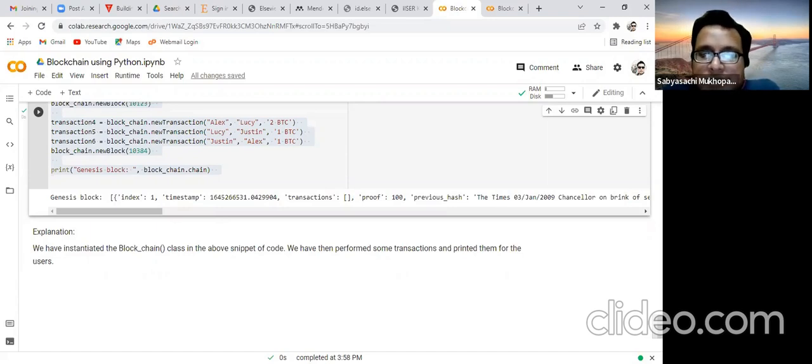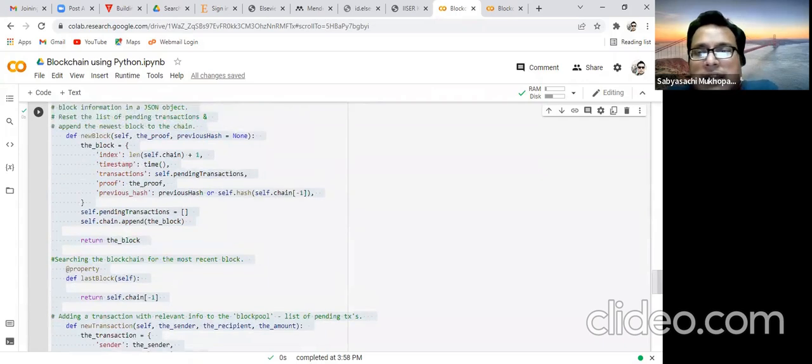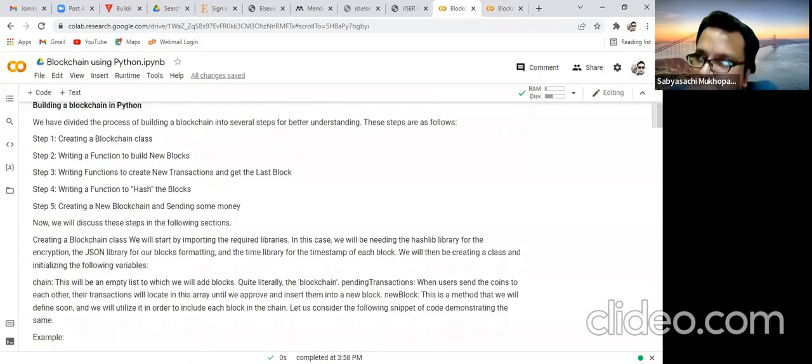We initiated the blockchain class in the above snippet of the code, and we performed some transactions and printed them for the users. So successful creation of the blockchain and successful demo transactions of cryptocurrency have been made with the help of this particular notebook. All of you have learned today about the basics of the blockchain with the help of the PPT, where I explained all the theoretical concepts, including Bitcoin. Then I showed you the experimental coding demonstration, where we created a blockchain class and made some new blockchain transactions with the help of the cryptocurrency. All of the steps have been incorporated successfully, as all of you have seen.